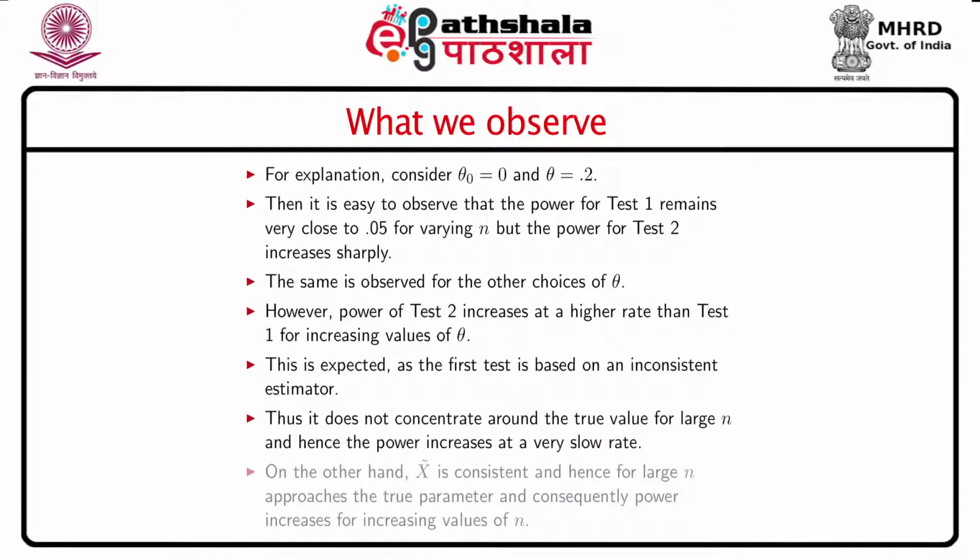Thus, it does not concentrate around the true value for large n, and hence the power increases at a very slow rate. On the other hand, X curl, the sample median, is consistent, and hence for large n approaches the true parameter and consequently power increases for increasing values of n.